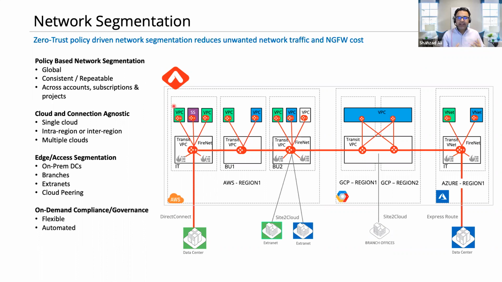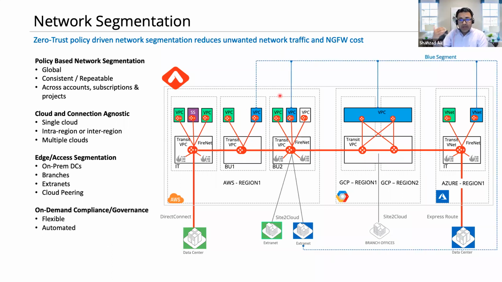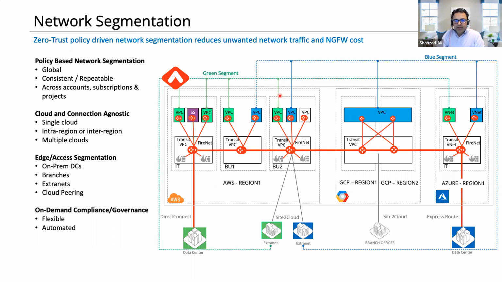And also at the end, the next generation firewall cost, right? So if I see this diagram here, you will see there are some green VPCs and then there are some blue VPCs. So these are my network segments. They could be prod, dev, or could be line of business, like for example, HR or engineering or finance, right? And then I create a policy saying, you know what, this is my blue segment, this is my green segment. And as a policy, I don't want them to talk to each other. So you create this intent, and then we will realize it for you automatically.